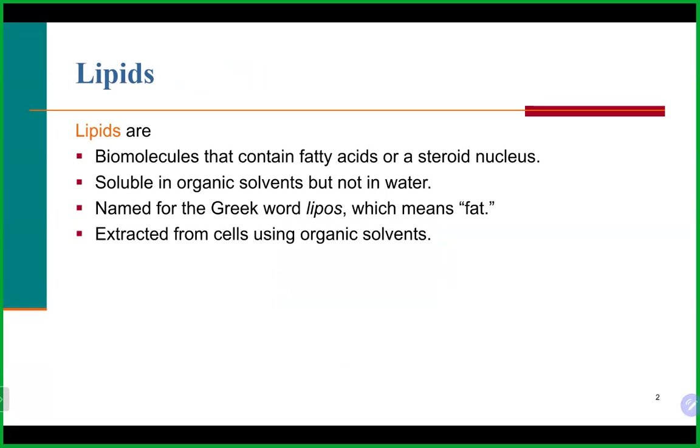All right, so let's talk a little bit about lipids. Lipids are biomolecules that contain a fatty acid or a steroid nucleus, which we will look at. They are soluble in organic solvents, but not in water. They are extracted from cells, and you can use organic solvents to do so.